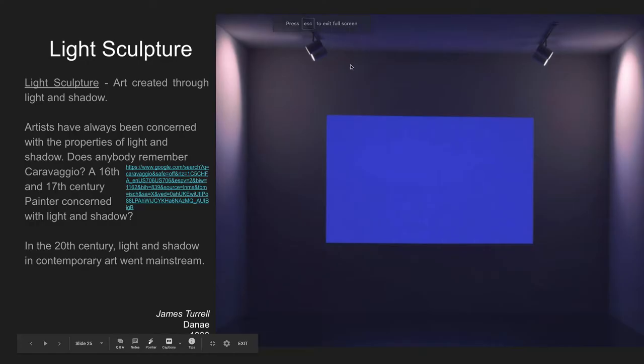In the 20th century, we started seeing artwork that was all about light and shadow. This is by the artist James Turrell, where what you're looking at is difficult to see, to understand. But when you step into the room, which I have, I've seen this artwork, this really looks like what you see until you walk closer. So you see a perfect glowing blue rectangle on the wall.